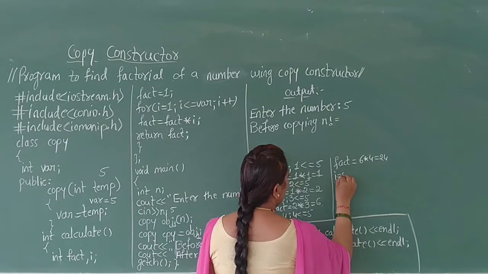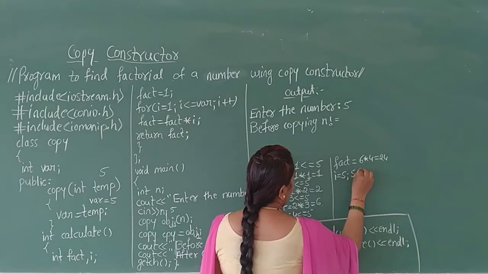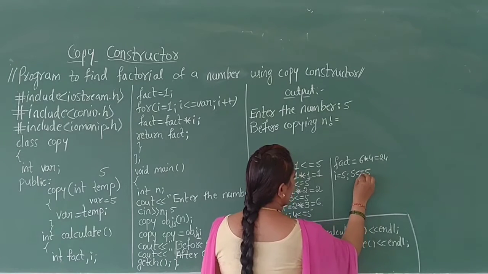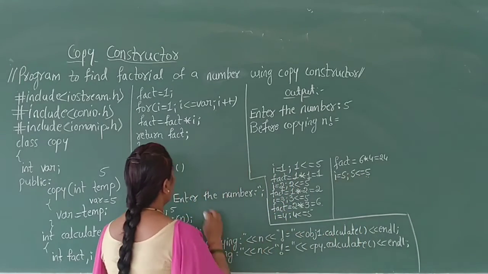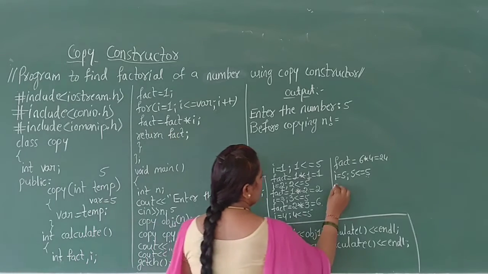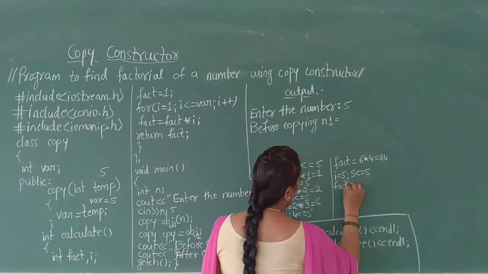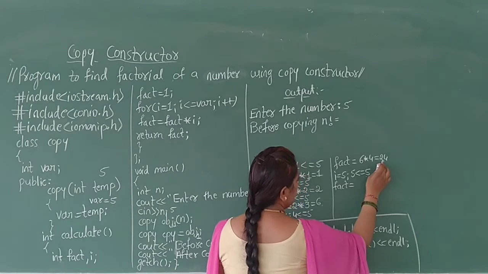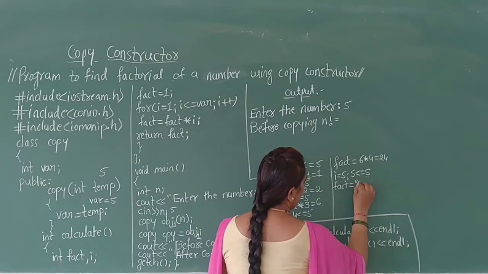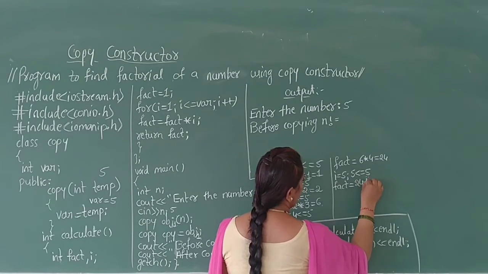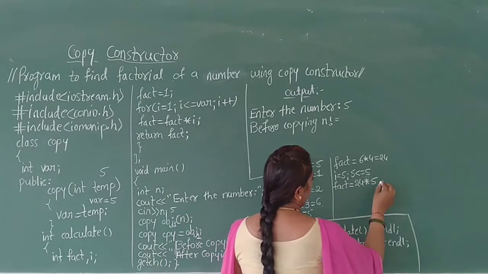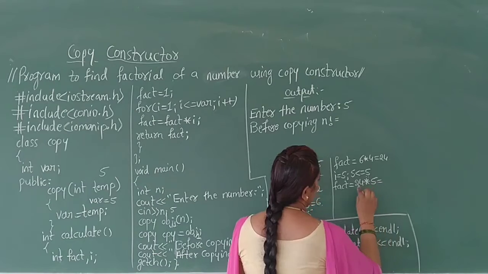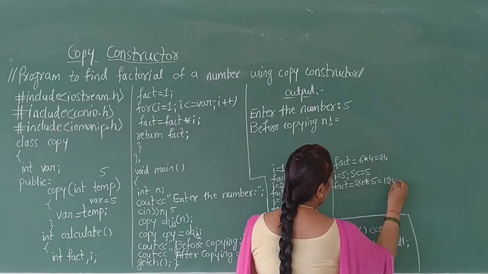Now I is 5. 5 is not less than 5 but is equivalent to 5. Then this condition becomes true. Then again it calculates the fact value. Fact is equal to fact into I; the previous value is 24 into I value 5. Then it creates value 120.